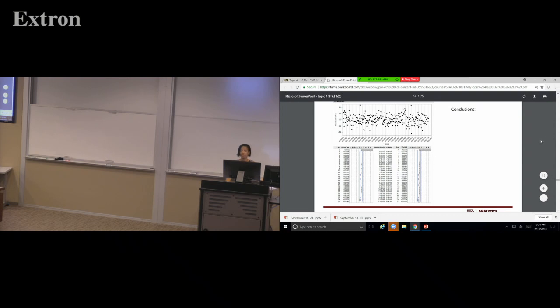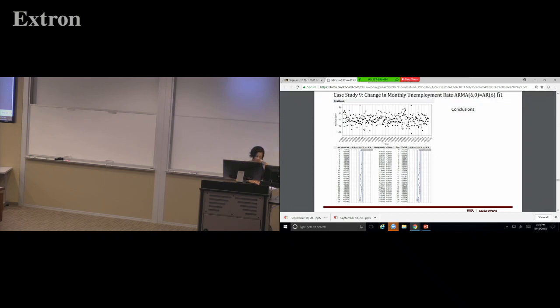These residuals do appear to be white noise. If you look at the Q statistics, they're all not significant. The autocorrelations stay within the 2 standard errors. The image of the residuals appears to be mean of 0, constant variance.